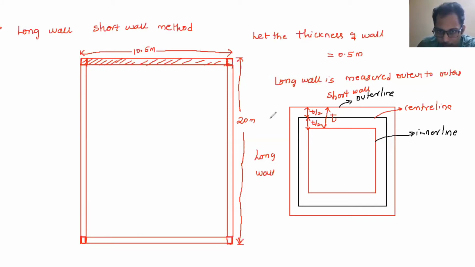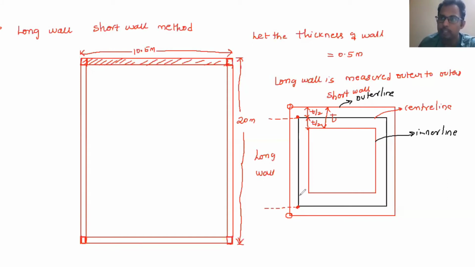Now, if you see, this is the center line distance. From here to here is the center line length. On the long wall side direction, you need to add half thickness on one side and another half thickness on the other side. I have told you the long wall is measured outer to outer. That means the long wall is measured from here to here.